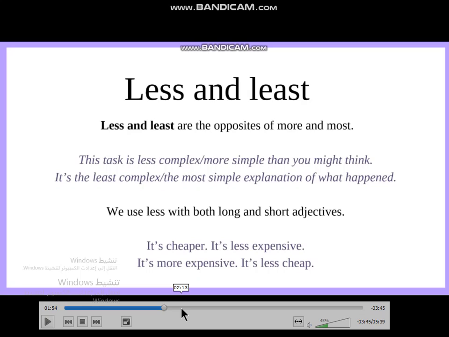Okay, so let me go back again. It's the least complex, the most simple explanation of what happened. Okay? So we use less with both long and short adjectives. Also, I'm going to talk about adjectives later, what an adjective is if you don't know. So, it's cheaper, it's less expensive, it's more expensive, it's less cheap.